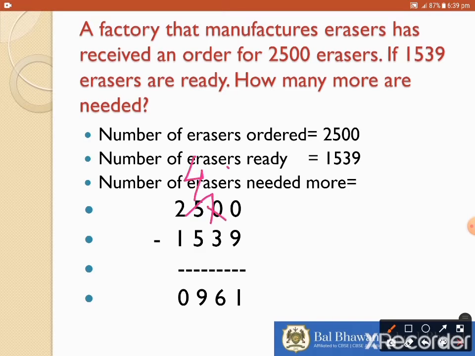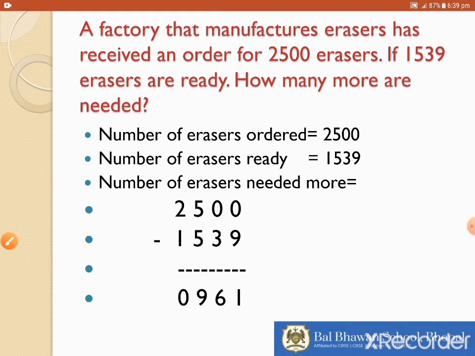But we have to borrow from here. So it will become 9. And now this will become 10. Now 10 minus 9 is 1. 9 minus 3 is 6. 4 minus 5 is again not possible because 4 is smaller than 5. So we are going to borrow from 2. 2 will become 1 and this will become 14. Now 14 minus 5 is 9 and 1 minus 1 is 0. So answer is 961 erasers are needed more. So children, in this question we have applied subtraction.